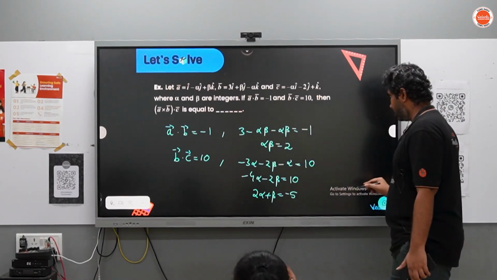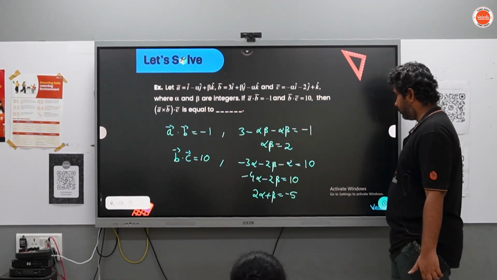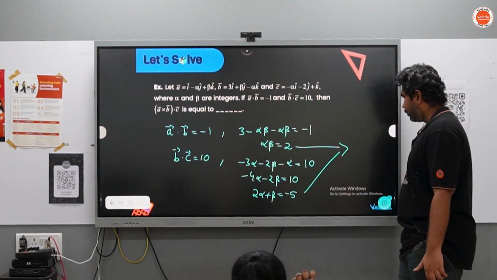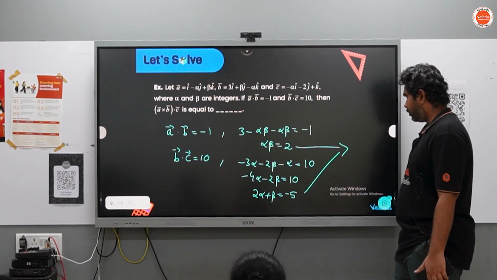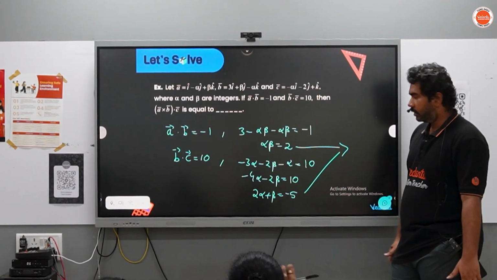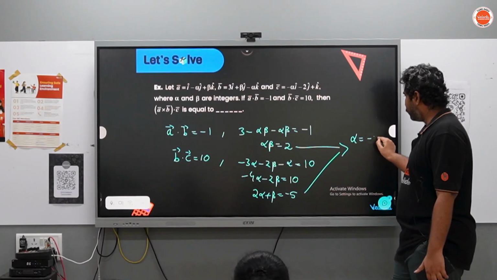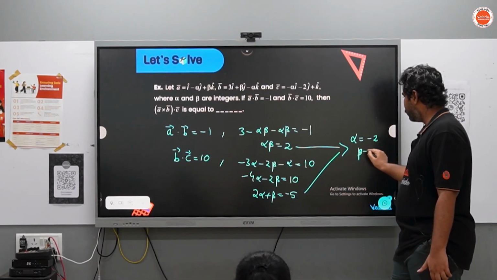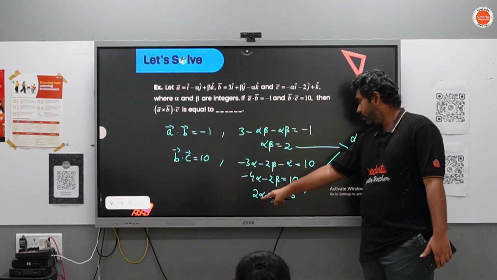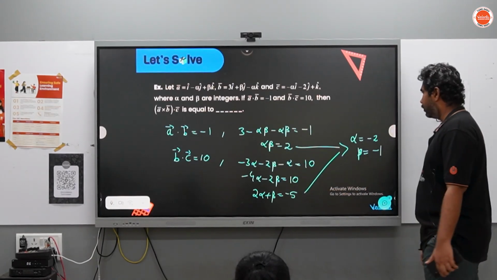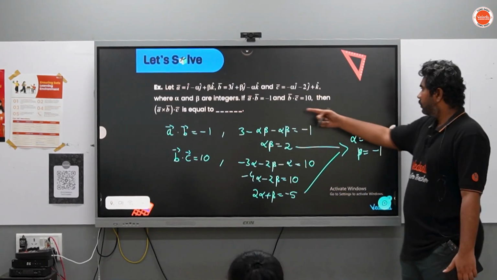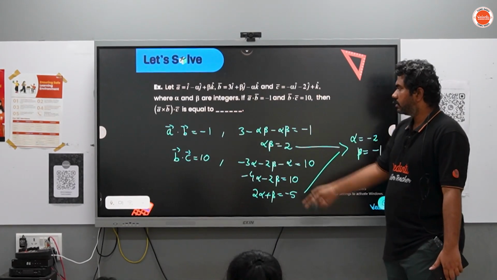Looking at this combination, since they are saying alpha and beta are integers, you can make a guess. Alpha is -2, beta is -1. So alpha equal to -2, beta equal to -1, and it satisfies this also: -4 -1 is -5, and -2 into -1 is 2. That's all. So we just have to find what A cross B dot C is.